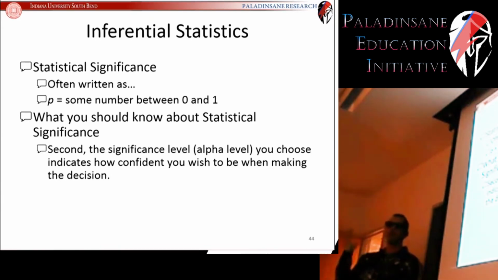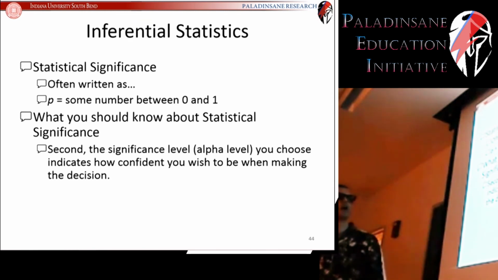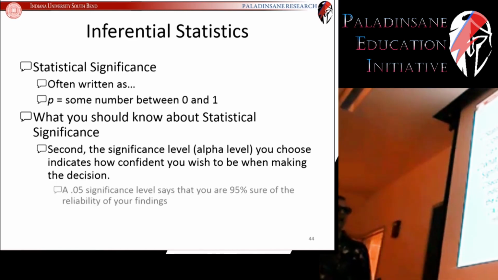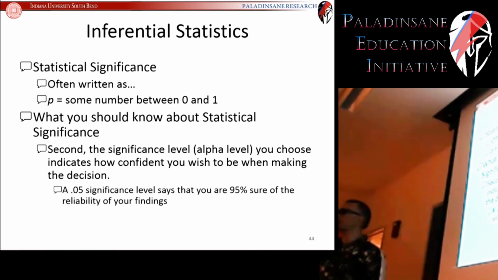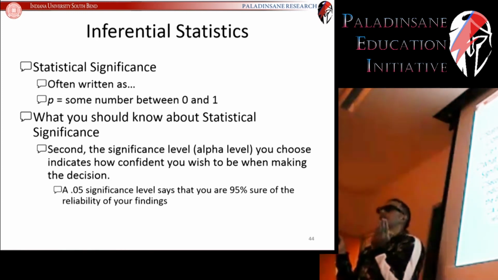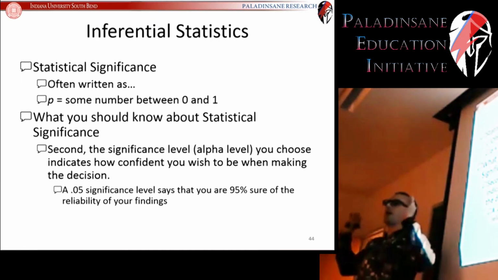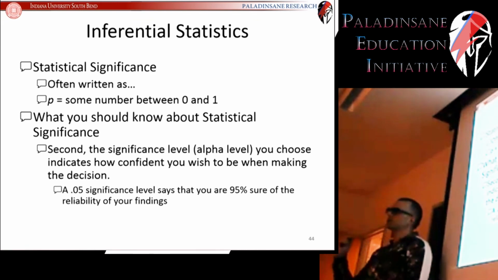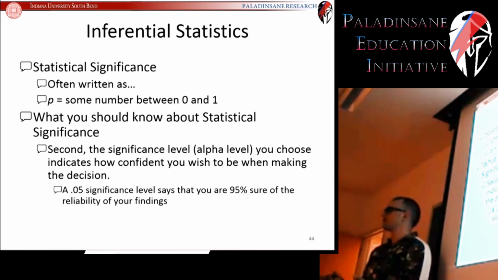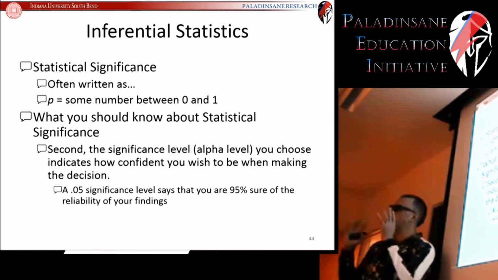Secondly, your alpha level, or the significance level, as it's also called, indicates how confident you need to be in order to make the decision, right? So it indicates how sure you need to be about the reliability of your findings. And it just is the case in science that you can never be 100% sure. You can never be absolutely positively sure. There's always a chance that any difference that you find is due to a random event. There's always a chance that this difference that you found is due to a fluke result, not an actual real difference.